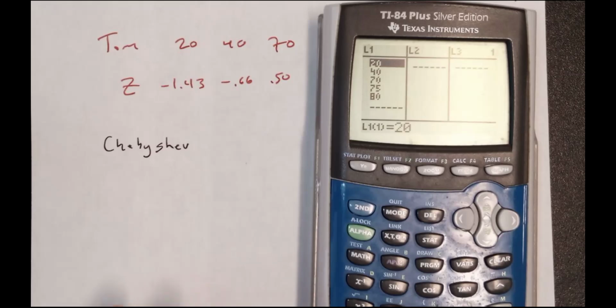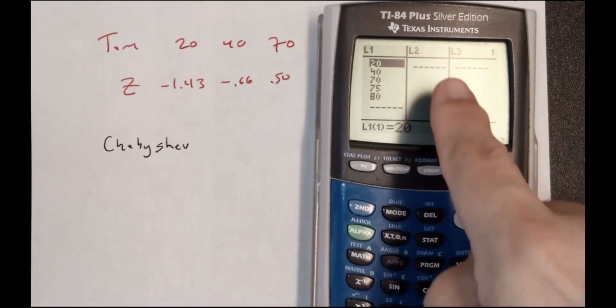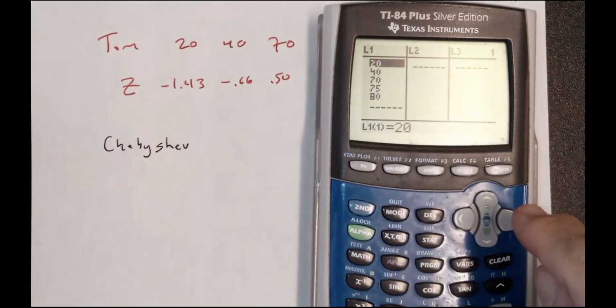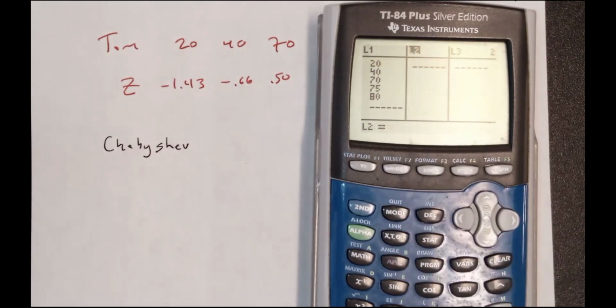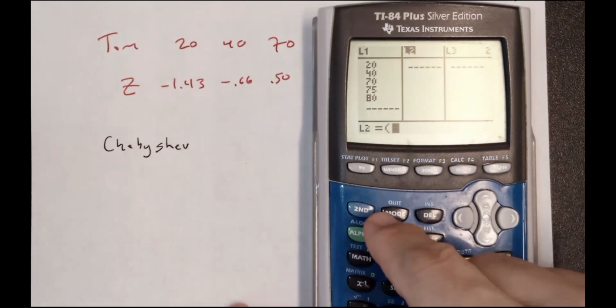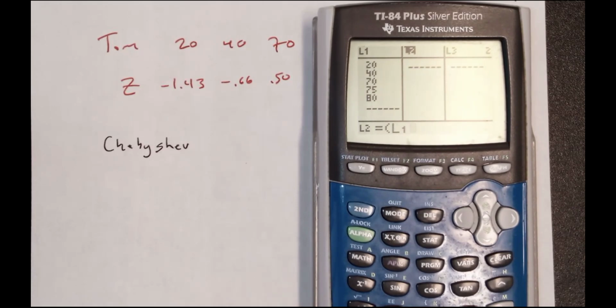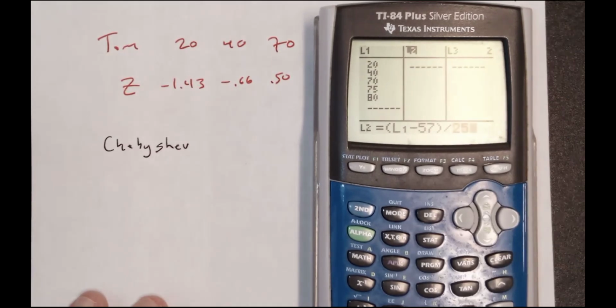Stat, edit. So there's my list, right? I'm going to go up here where L2 is. So move over to list 2. And down there at the bottom, there's a formula for list 2, right? Take all of the things in list 1, subtract the average, and divide by the standard deviation. Watch what happens. It generated the whole list, didn't it?